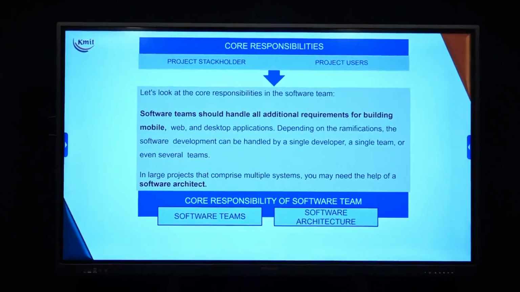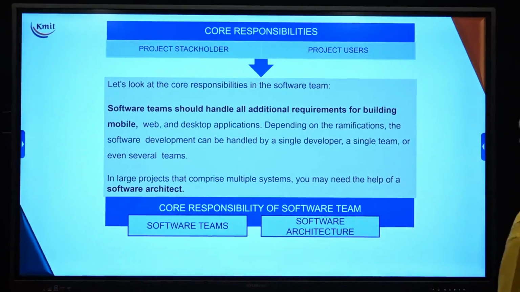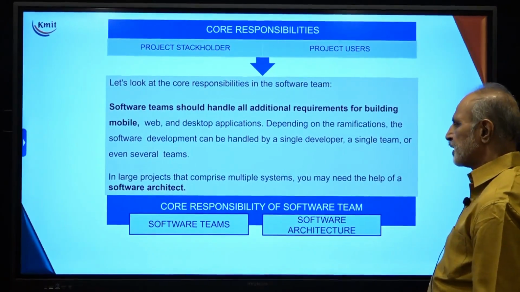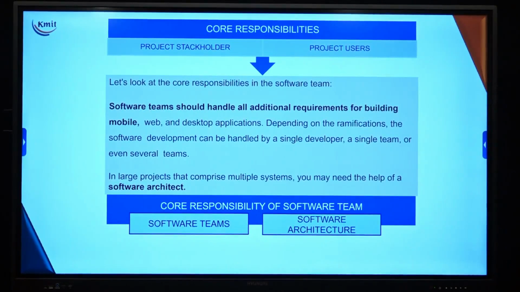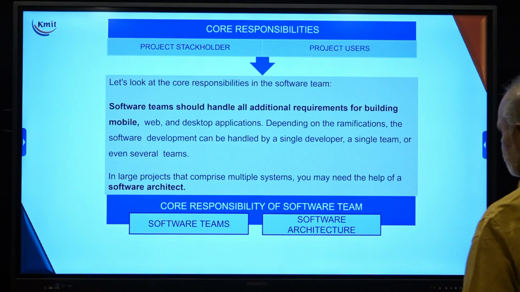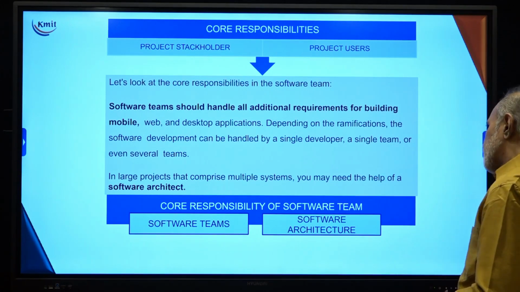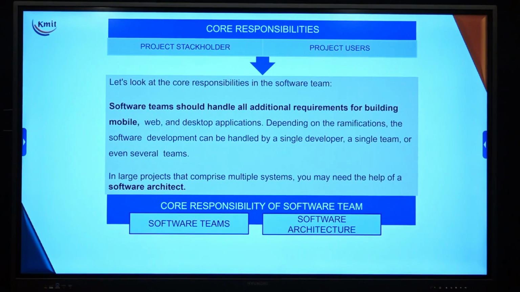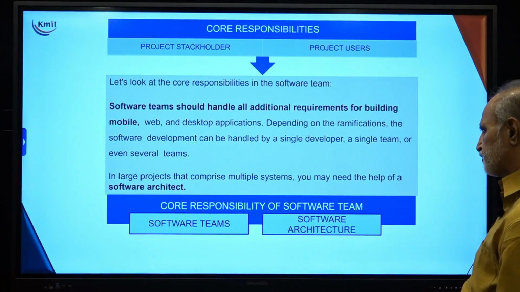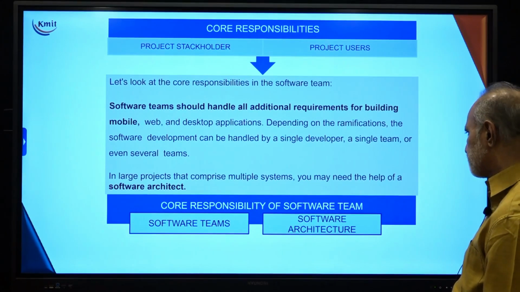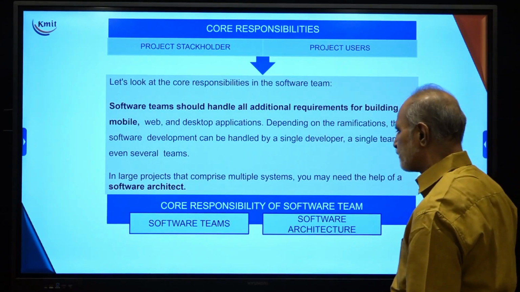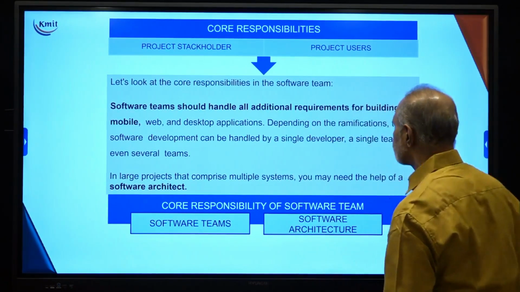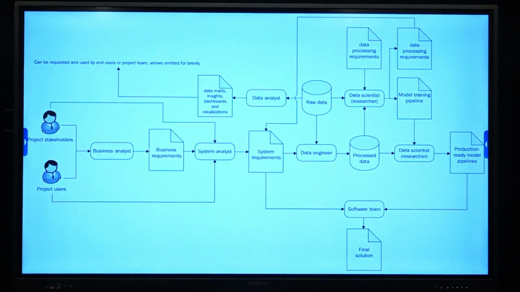Okay. So, let us look at the co-responsible software team. The software team should be capable of handling all additional requirements for building mobile, web and desktop applications. Nowadays every application is coming on mobile, or it is available on the web, or on the desktop. So, depending on the ramifications, the software development team can be a single developer, a single team, or even several teams. In large projects that comprise multiple systems, you may need the help of a software architect also. Now, let us see this diagram.